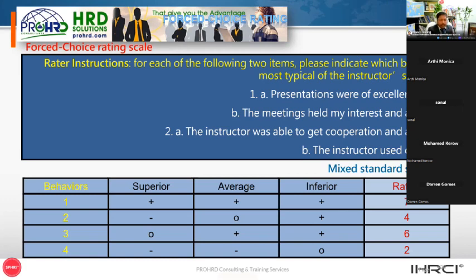The method makes use of several sets of paired phrases, as you see here, one or two of which may be positive, the other two may be negative, and the rater is asked to indicate which of the four phrases is most likely and least likely descriptive of the particular worker.